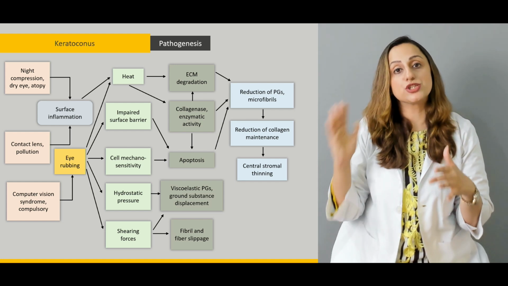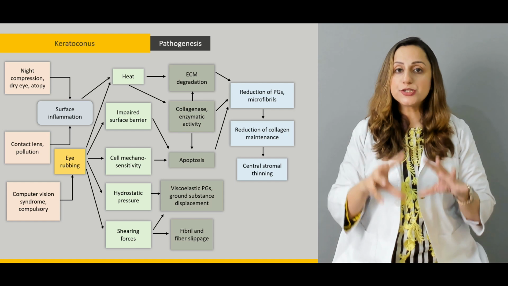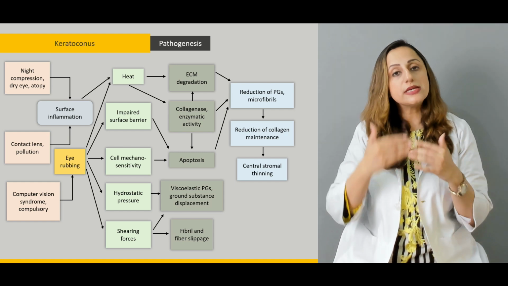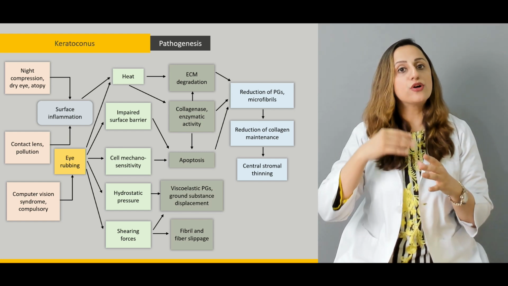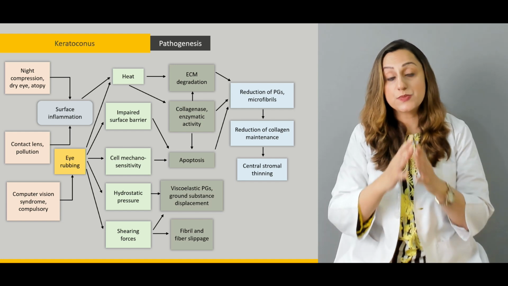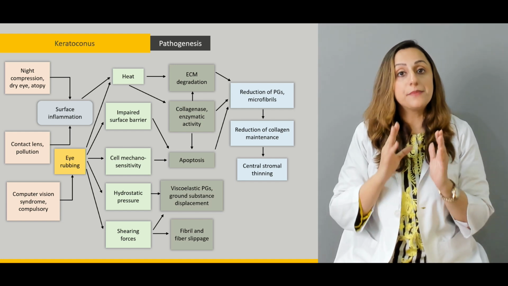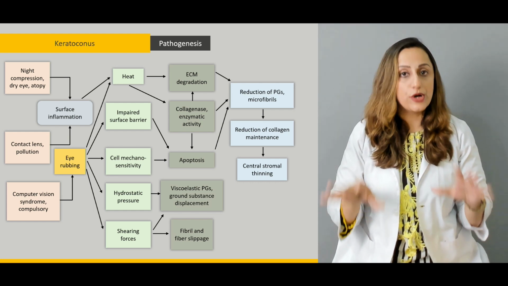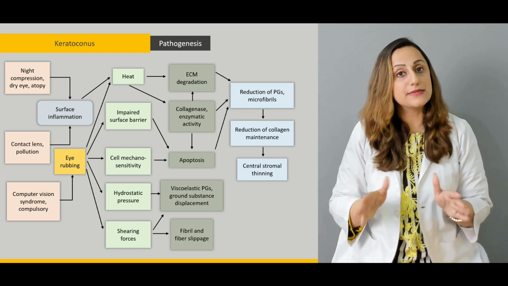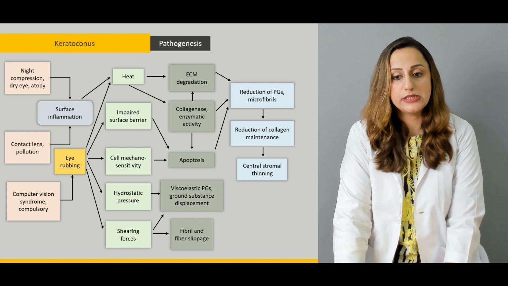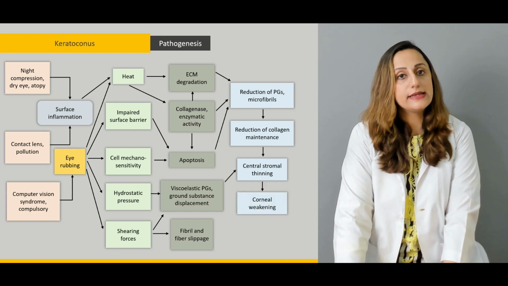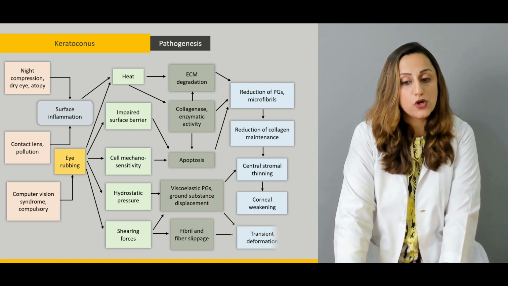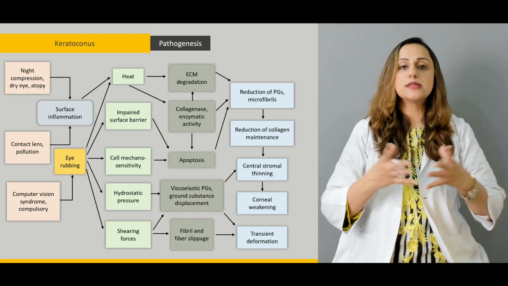When you recall the histological layers of the cornea, you get to know that in the process of the development of keratoconus, there is going to be the degradation or the thinning of the stromal layer as well. So this process is not just limited to the epithelial membrane. It is also going to involve the deeper layers of the cornea, involving the stroma, involving the Descemet's membrane as well over here. Then obviously we have the corneal weakening, which is also associated with this corneal thinning or stromal thinning phenomena. And then finally we have the transient deformation.